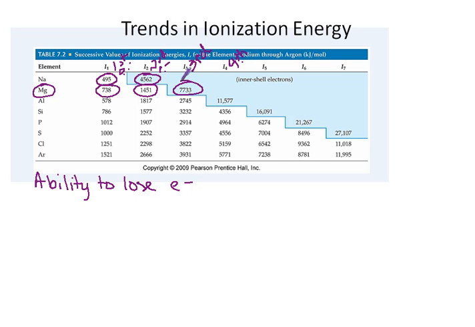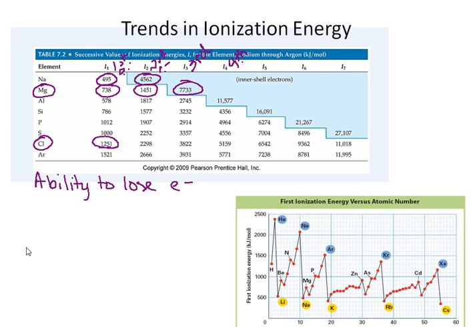Now chlorine doesn't want to give up. It wants to receive. So immediately you've got a large number here because chlorine doesn't want to give up an electron. It wants somebody to give it an electron, okay?